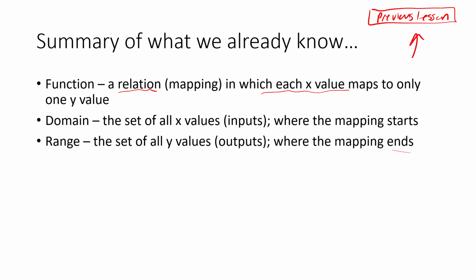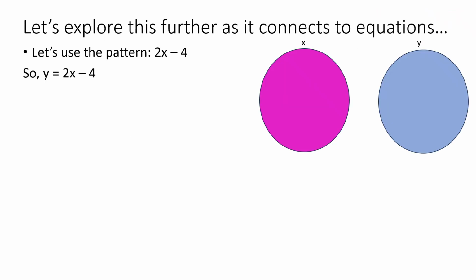And the range is the name for all of the y values that are the outputs. That's where the mapping ends. And so you have this other set of numbers that could be all the things that you map to, and then we call that the range. So we have the domain and the range.